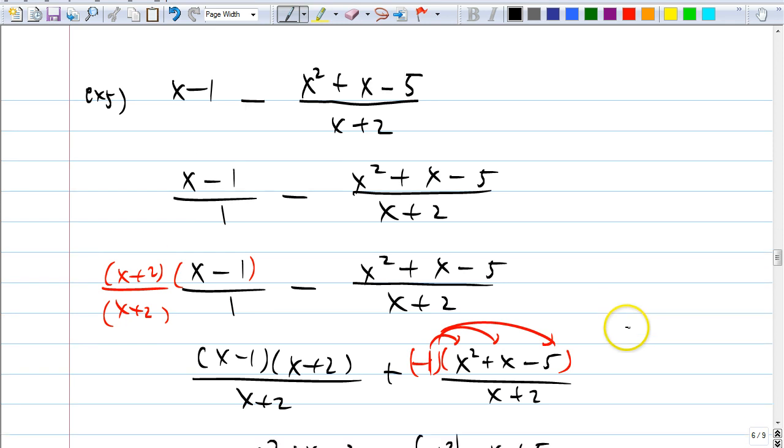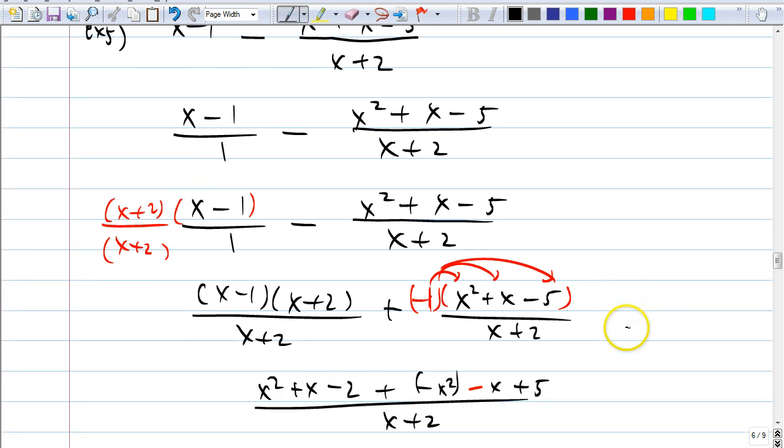Actually, when you multiply x minus 1 times x plus 2, don't you get x squared plus x minus 2? Oh, sorry. And then when you change this to addition, this is plus negative 1 times this, right? You have to distribute this negative 1. Did you get negative x squared minus x plus 5? Yeah. Okay, so when you simplify all this, what did you get?